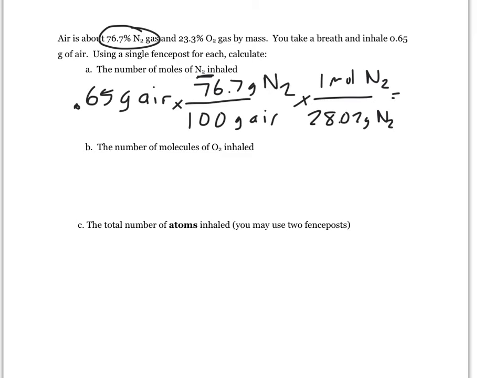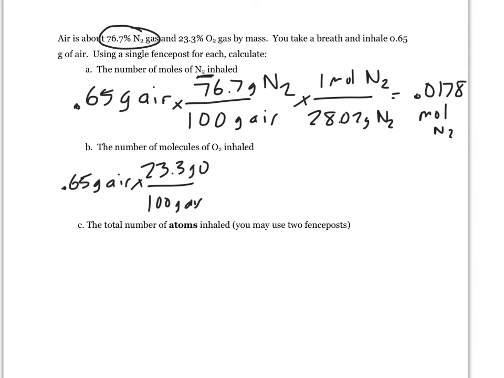So 0.65 times this, and we get about 0.0178 moles, rounding a little bit here, of N2. Alright, so now oxygen, very similar. Again, we're breathing in the same amount of air, 0.65 grams of air. And for every 100 grams of air, there are, in this case, 23.3 grams of O2.